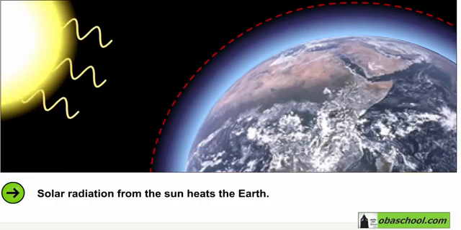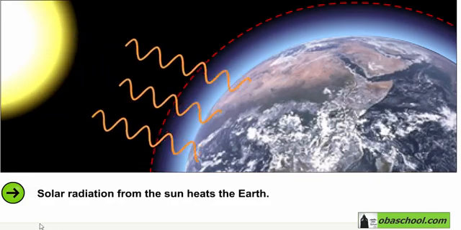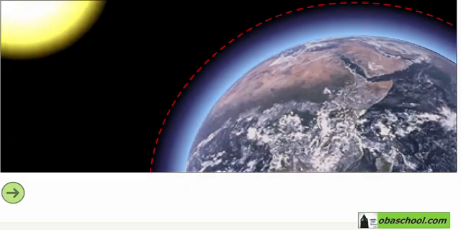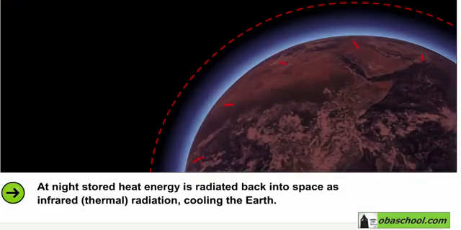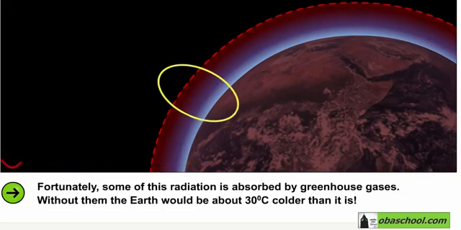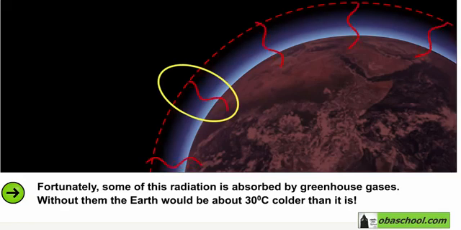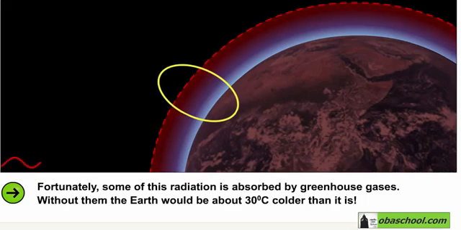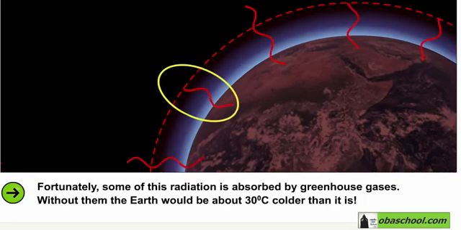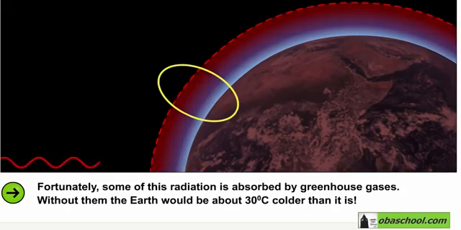So the sun will emit radiation to heat the Earth, and then at night, the Earth will emit back infrared radiation into space, and the Earth will cool down. Due to the presence of greenhouse gases in the atmosphere, some of the radiation will be absorbed, and this radiation will keep the Earth warm enough for us to have life on Earth, because without greenhouse gases, the temperature of the Earth would be about 30 degrees Celsius colder than it is now.